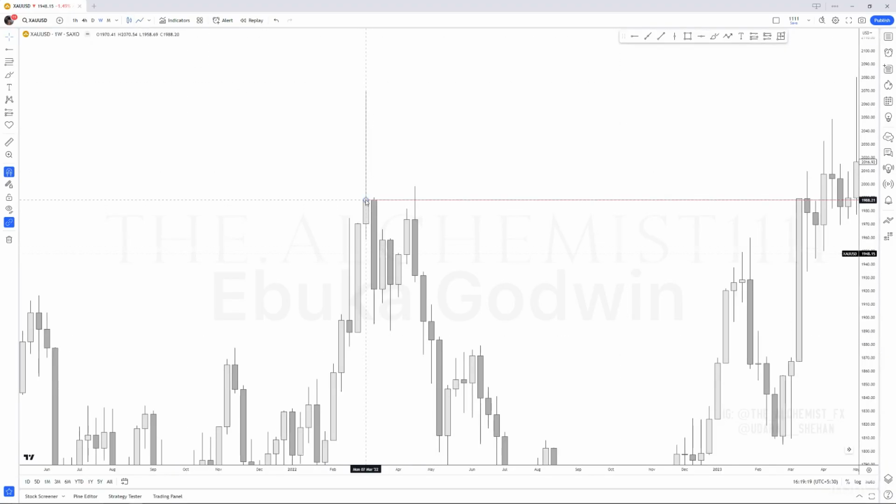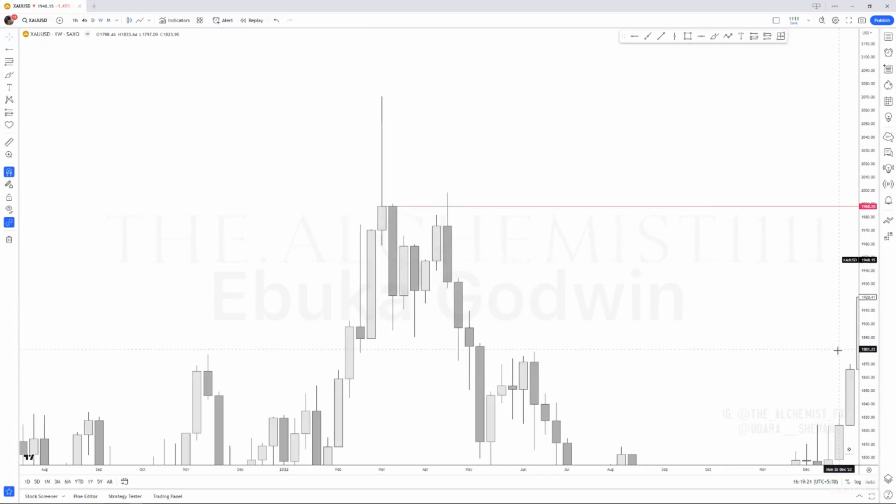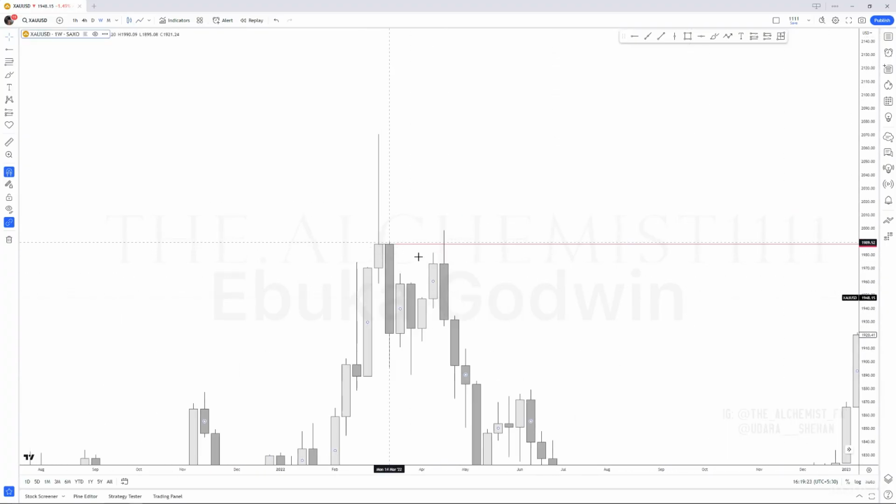So there we go. Now do not confuse this. I see many people making this mistake. When you're marking out this resistance, remember, when we're dealing with support and resistance, what we deal with is closing prices of candles. Now I see most people marking out this in here. Is this a closing price? No, this is not. This is an opening price.